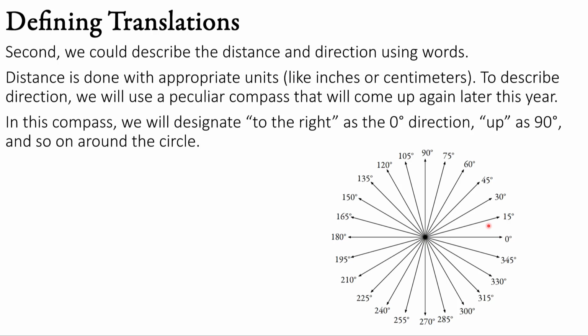Now this seems a little bit overblown because why not just say to the right instead of 0 degree direction? The advantage of this is it lets us precisely describe directions that are not up, down, left, right. We can say in the 120 degree direction, and that means we know we're exactly going in this direction. We're not going straight up, which would be 90, but we're going 30 degrees past straight up, and we're translating in that direction.